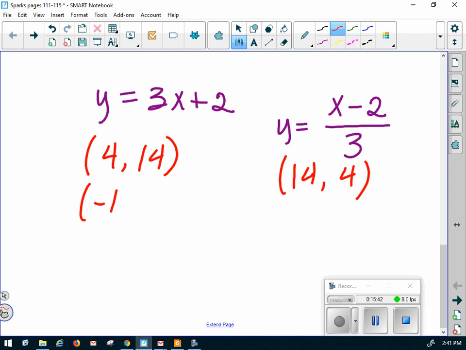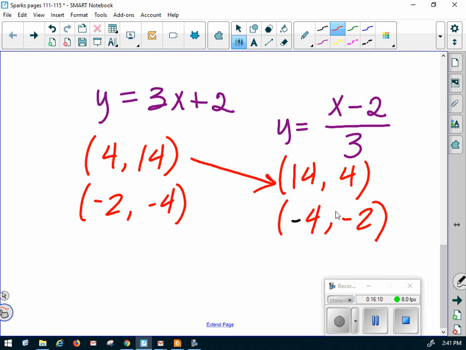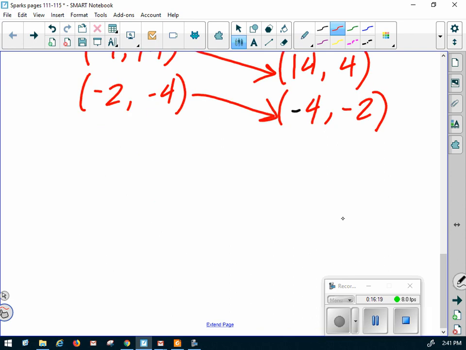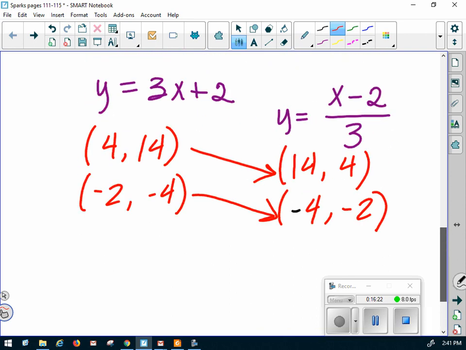What if x is negative 1? Oh, no, I don't want to use that because I get negative 1, don't I? Yeah, I don't want to use that. What if x is negative 2? Negative 4. Over here, what if x is negative 4? Negative 4 minus 2, negative 6 divided by 3. Oh my goodness. Look, if x, y was on that function, then y, x is on its inverse. If x, y is on a function, then y, x is on its inverse. A function and its inverse undo each other.